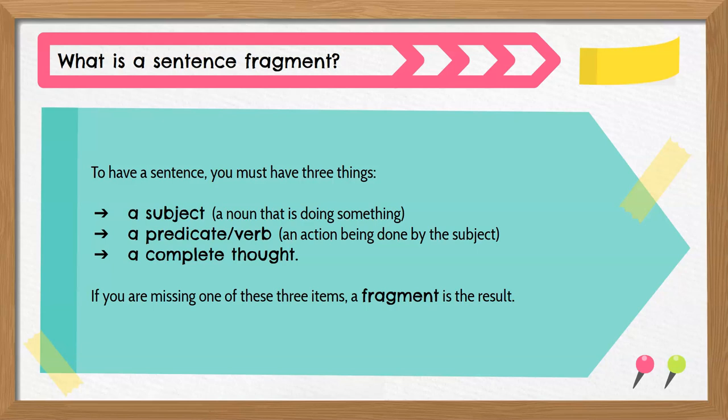To have a sentence, you must have three things: a subject, which is a noun that's doing something, a predicate, that's a verb, which is an action being done by the subject, and a complete thought. If you are missing one of these three items, a fragment is the result.